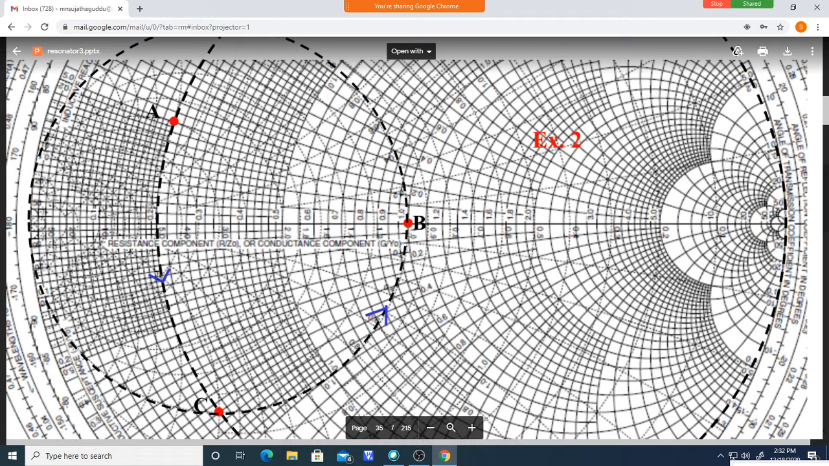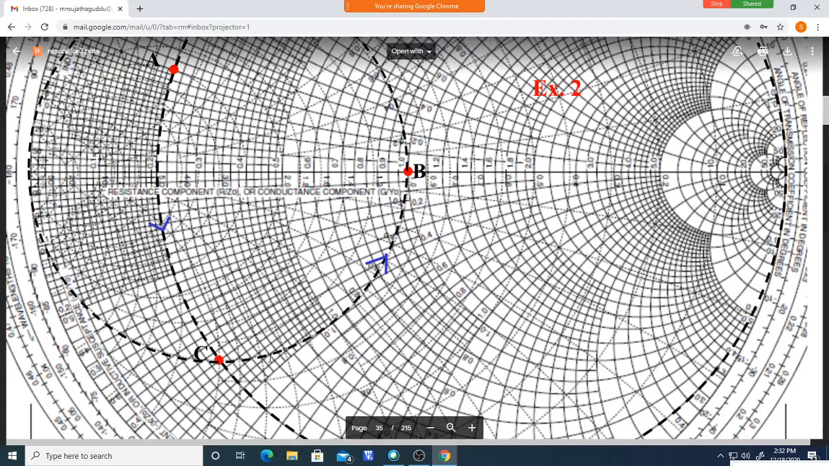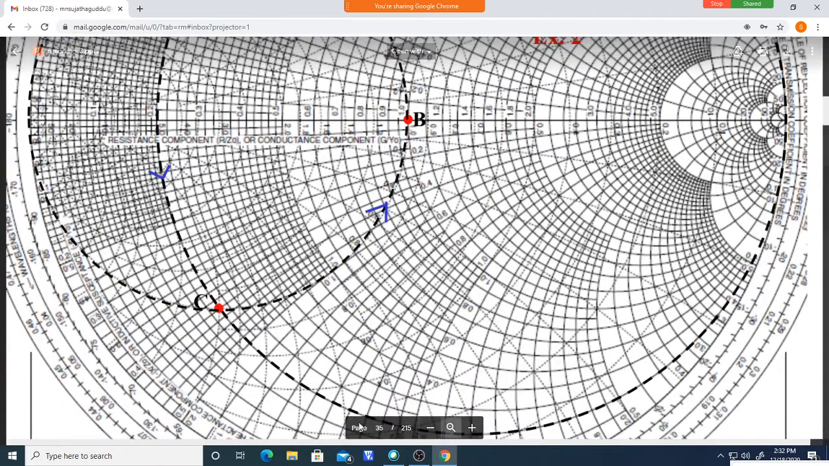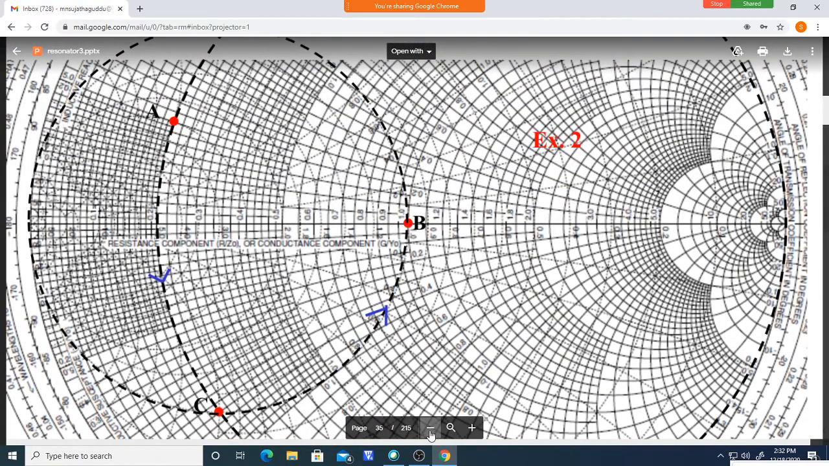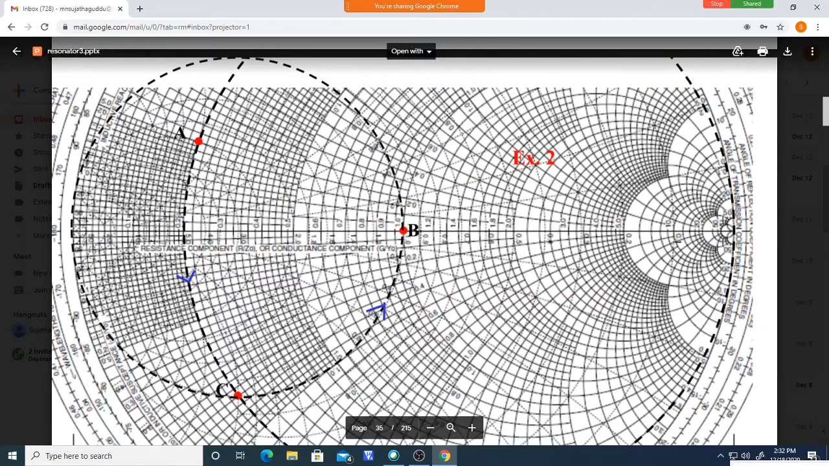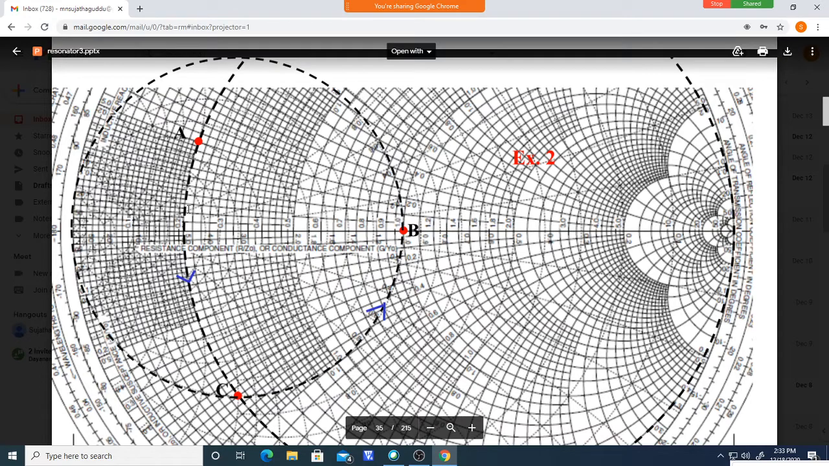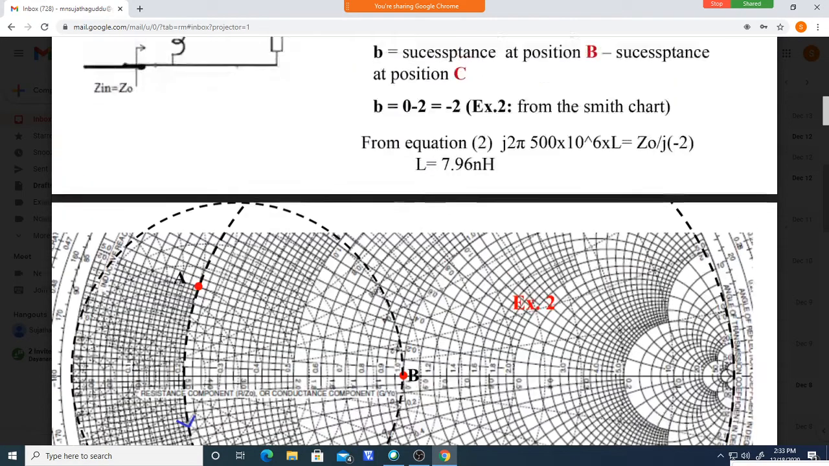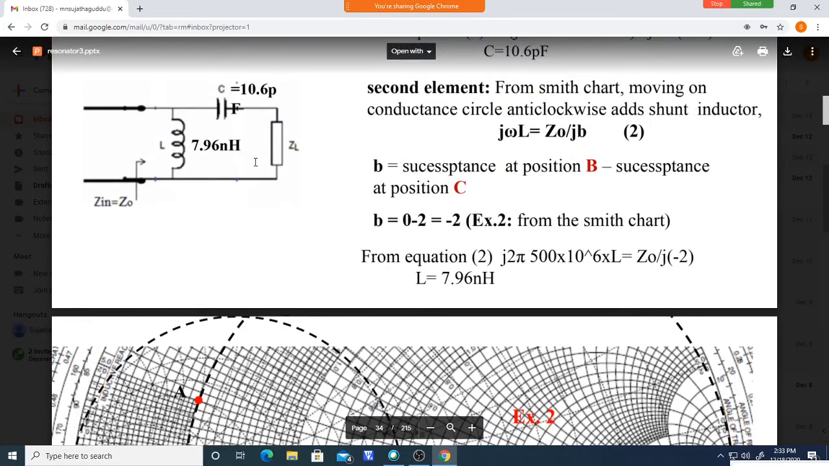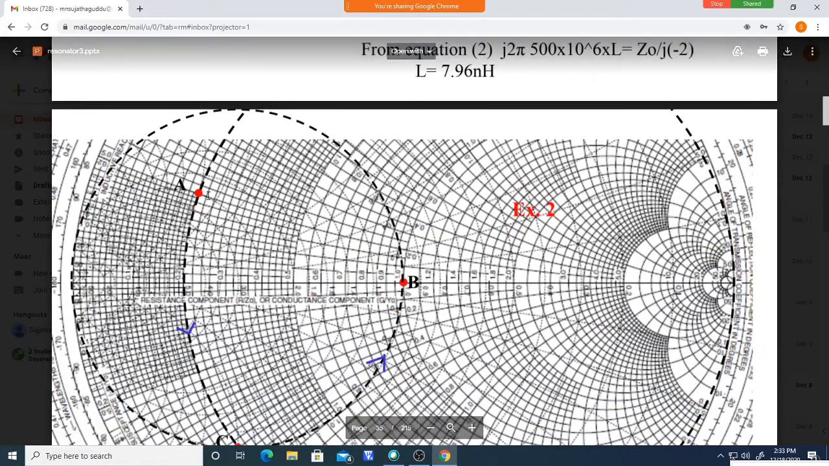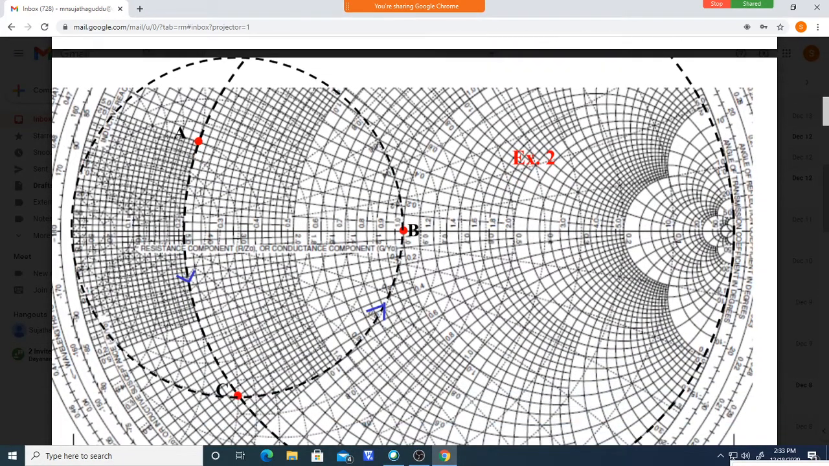So from here, I am moving on the resistance circle. This is the resistance circle, the solid line. Starting from here, I moved like this on the resistance circle and reached here. So which element does it add? Moving on the resistance circle in the anti-clockwise direction, it adds a capacitor. So you find out what the capacitor value added is.